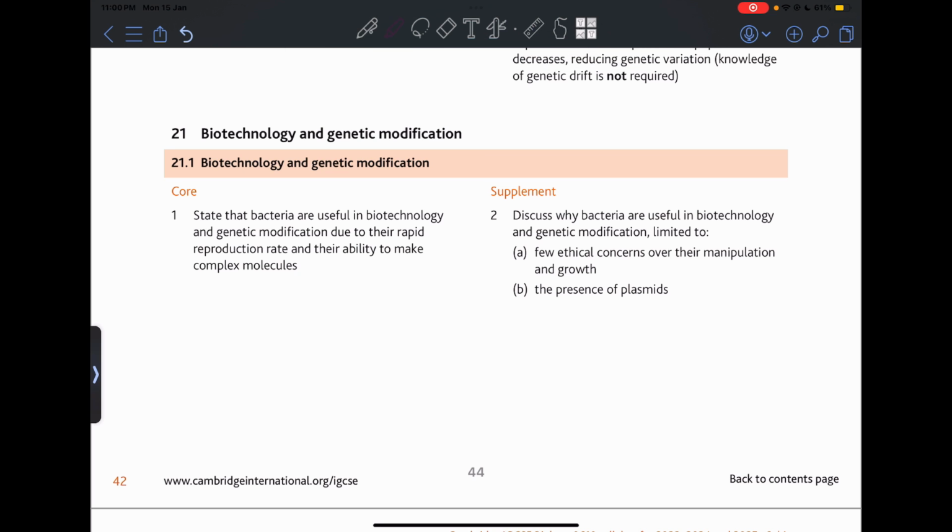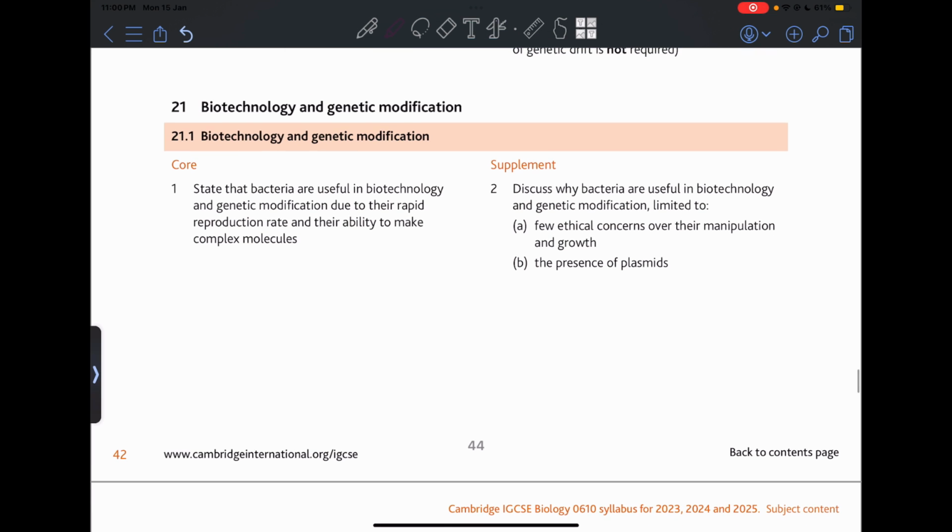21 biotechnology and genetic modification. 21.1 biotechnology and genetic modification. Core and extended students state that bacteria are useful in biotechnology and genetic modification due to their rapid reproduction rate and their ability to make complex molecules. Extended students discuss why bacteria are useful in biotechnology and genetic modifications, limited to few ethical concerns over their manipulation and growth. So, in the past, they used to use animals and pets so that they can create genetic modification, and they use them in science experiments, and there were a lot of ethical problems, such as, for example, some people are against animal testing nowadays. So using bacteria is not going to cause any ethical concerns because they are just bacteria.